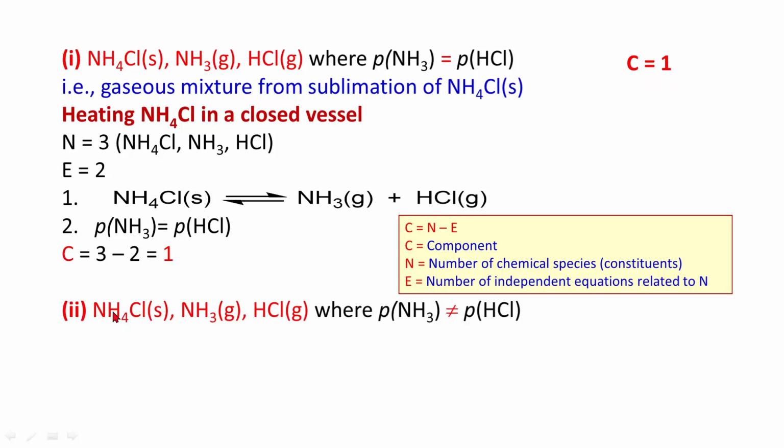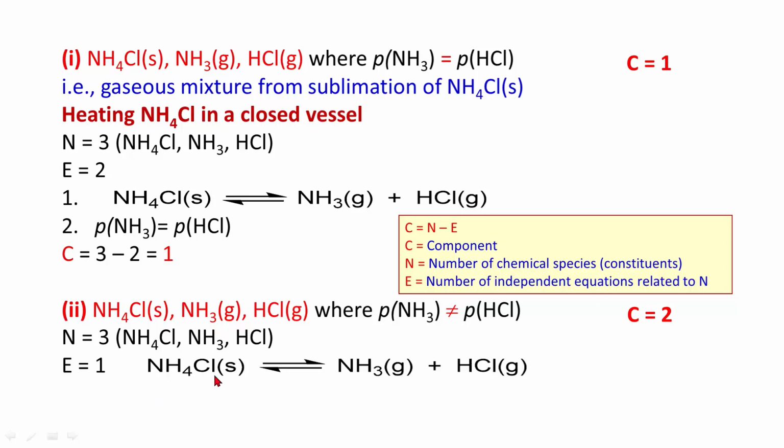In the case of an ammonium chloride, ammonia and HCl system where the partial pressure of ammonia is not equal to the partial pressure of HCl, the number of components is equal to 2. N is equal to 3: ammonium chloride, ammonia and HCl. E, the number of independent equations, is equal to 1, which is ammonium chloride dissociates into ammonia plus HCl. Therefore, C, the number of components, is equal to 2.